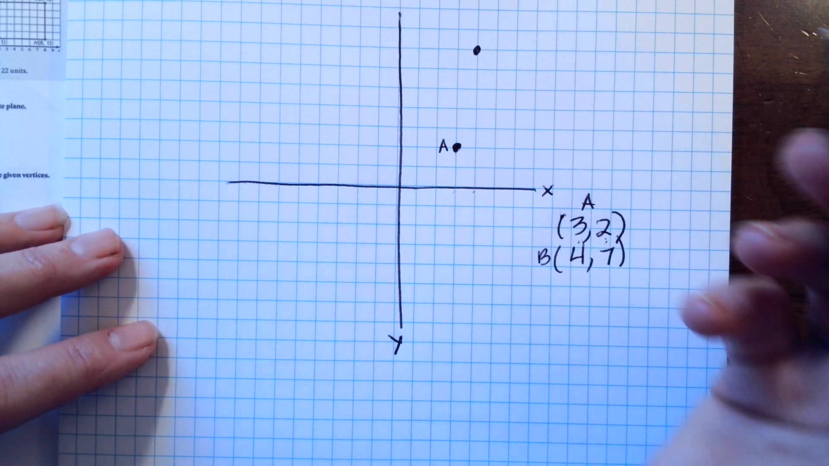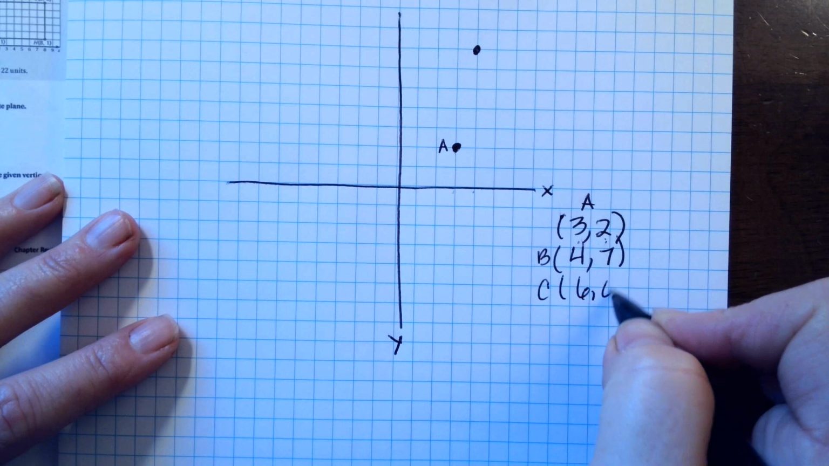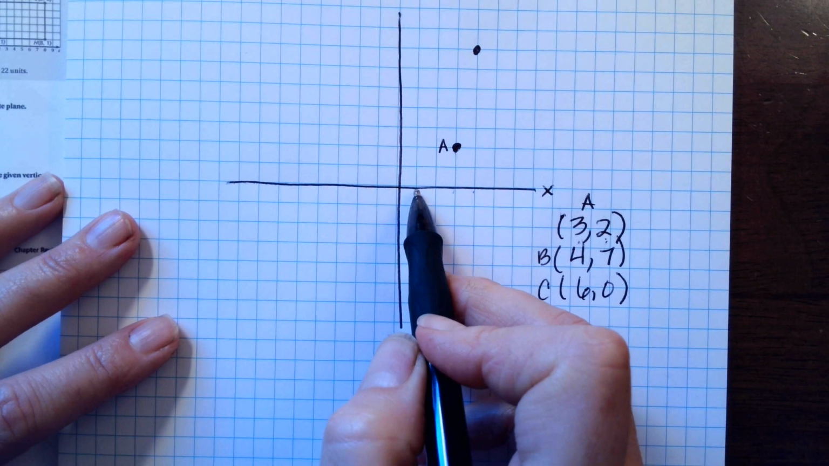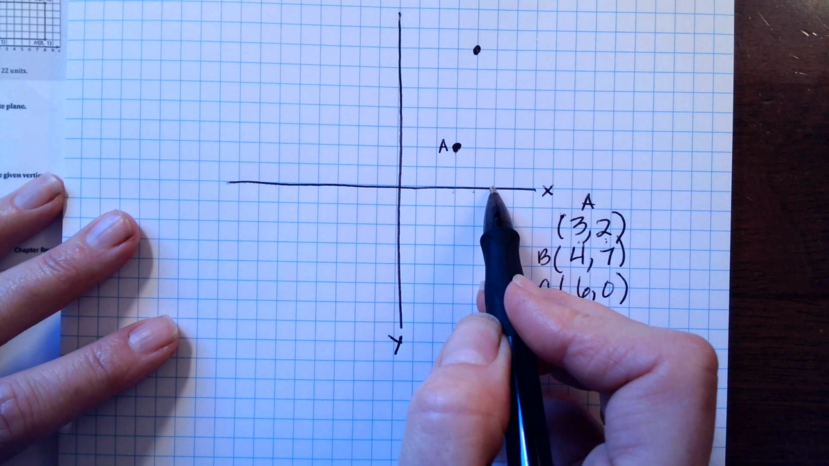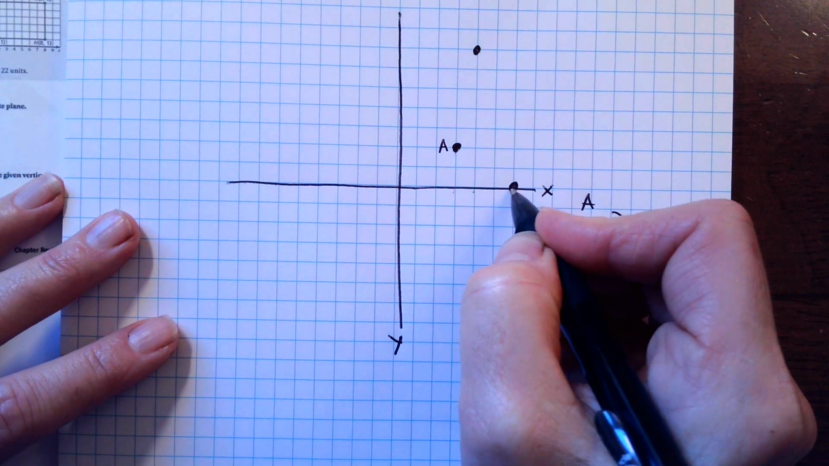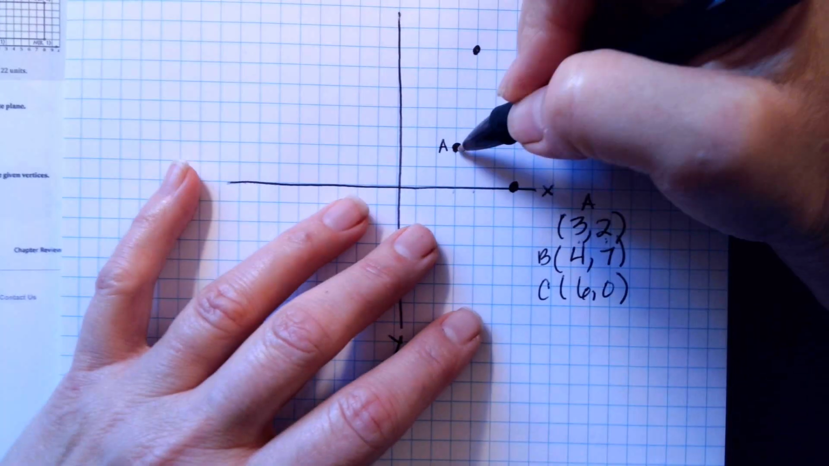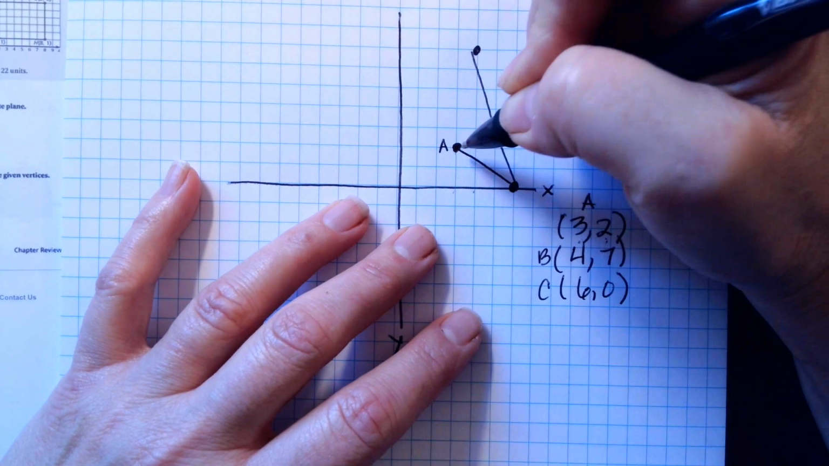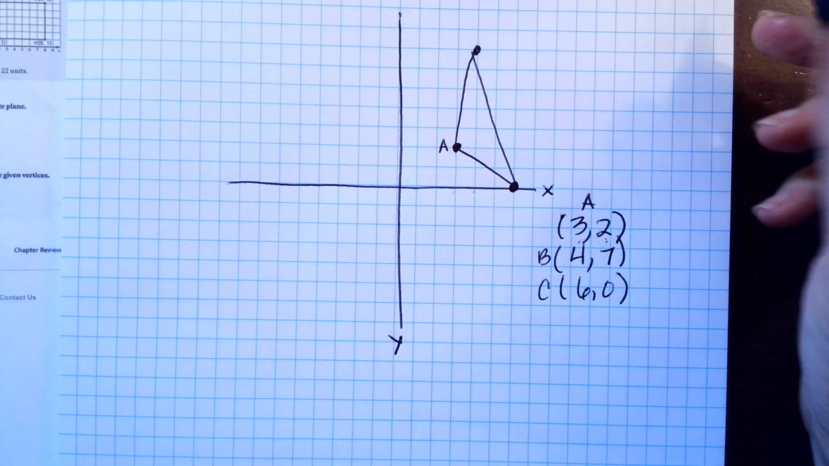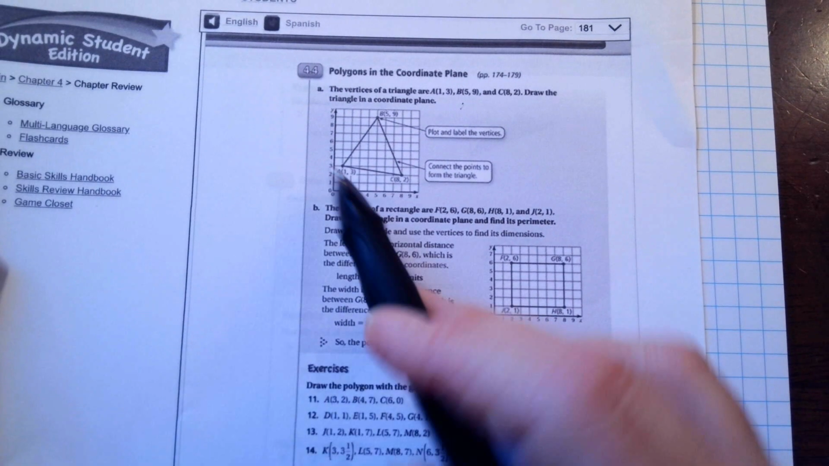And then C is 6 and 0. So then we're going to do 1, 2, 3, 4, 5. Oops, sorry. 1, 2, 3, 4, 5, 6, and 0. And then we are going to draw a line from here to here, from here to here, and from here to here. So what it's saying is we're going to do the vertices of a triangle, and then we fill in the lines.